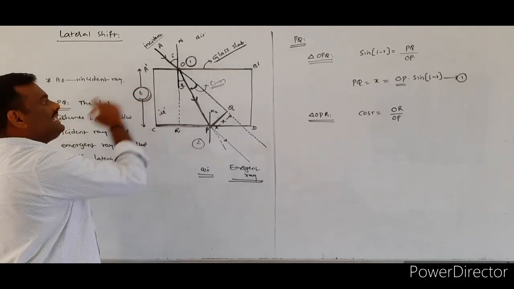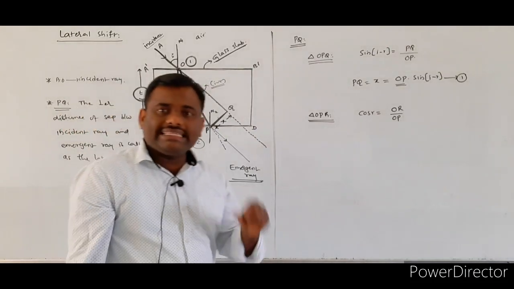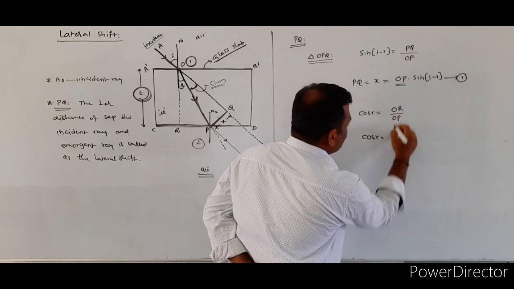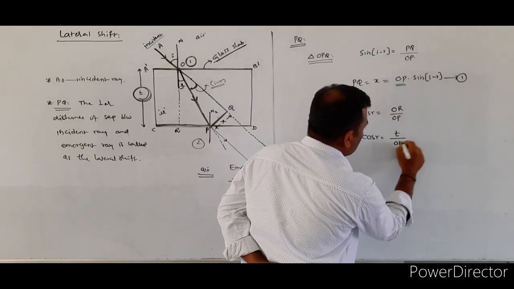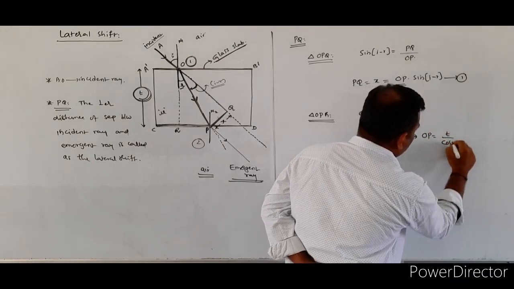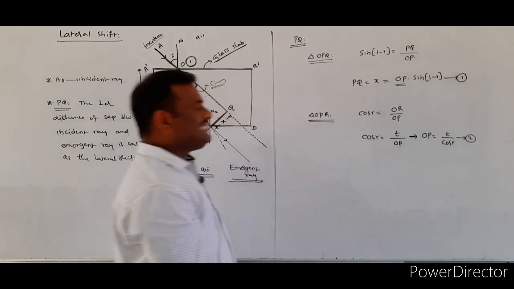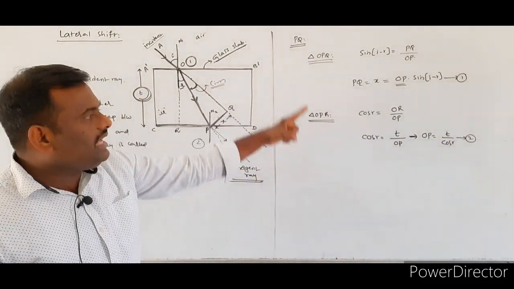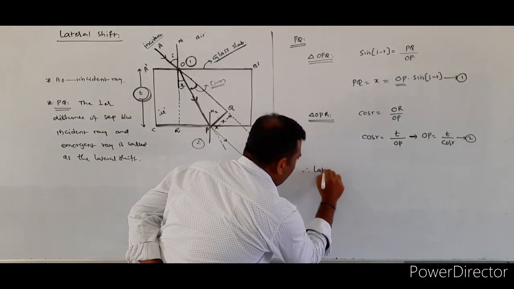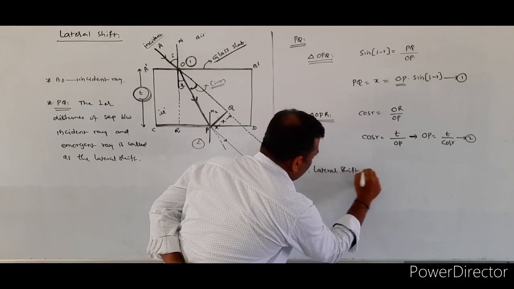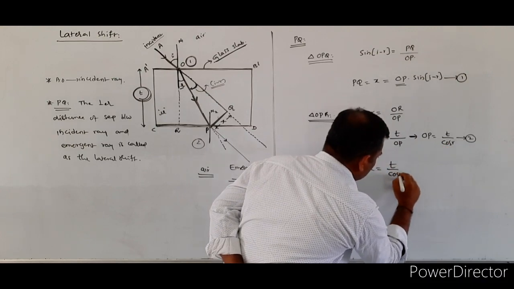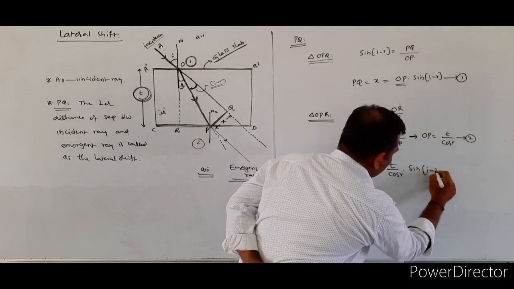What is the OR? OR value is nothing but the thickness of the glass slab. Therefore, here cos r is equal to OR, which is t, by OP. So from this I need the value of OP. OP is equal to t by cos r. Therefore, from equation 1 and equation 2, I am writing the lateral shift value. Lateral shift x is equal to OP, that is t by cos r, into sin of (i minus r).